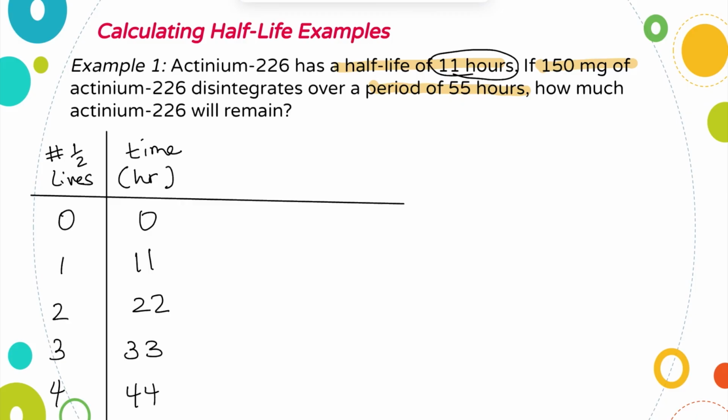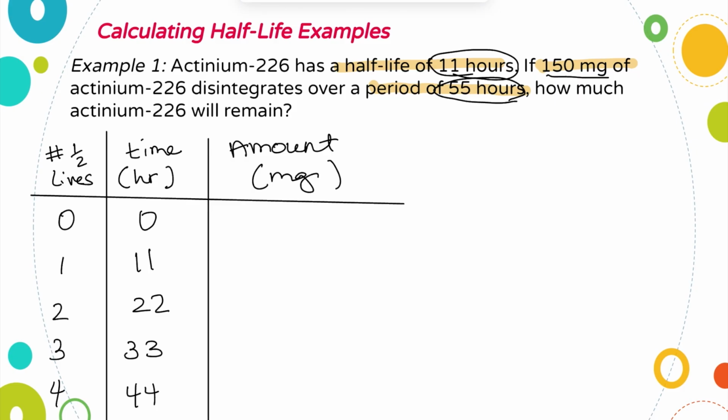So it looks like going to 5 half-lives is enough because this is having us look at a period of 55 hours. And so we are trying to figure out what amount of our sample is going to remain. And we're going to measure our amount in milligrams because it gave us milligrams. And we know that at the start, we have 150 milligrams. And now I can figure out how that is going to change as I go through 55 hours of time, which is 5 half-lives.